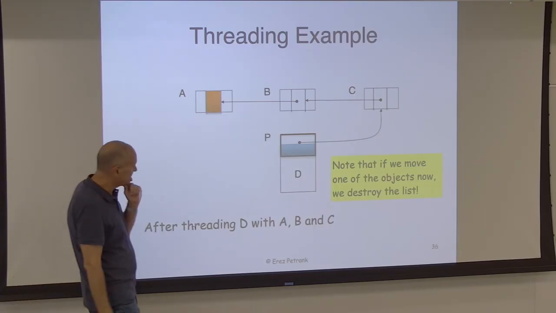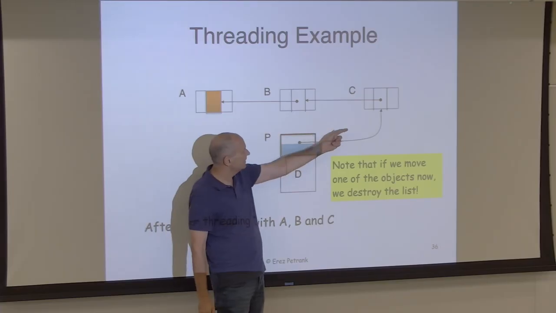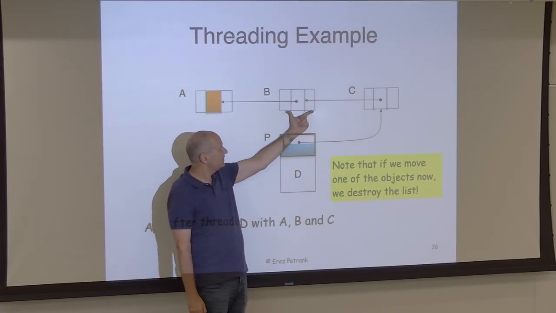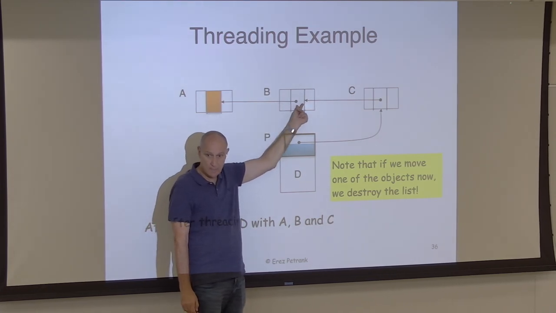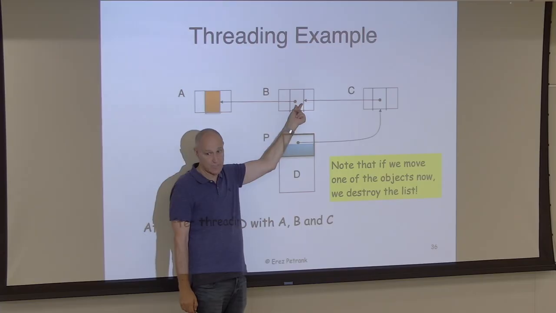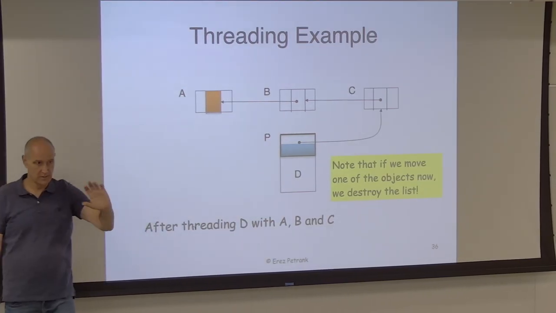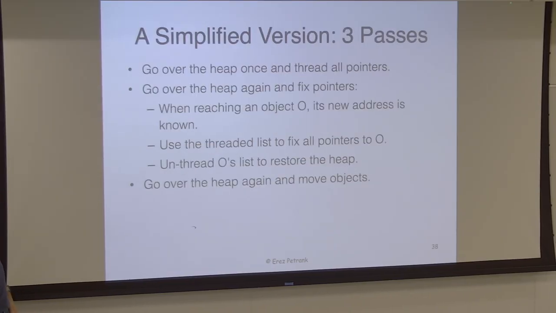Okay, so I need to be very careful when I have a threaded list like that. I need to be very careful not to move objects that contain parts of this list, because then I'm going to break the lists and kill this algorithm. So I need to be careful. Okay, so yeah, this is code. I'm going to leave it in the slides. I'm not going to go into it in the lectures.